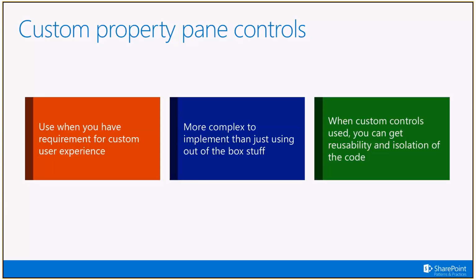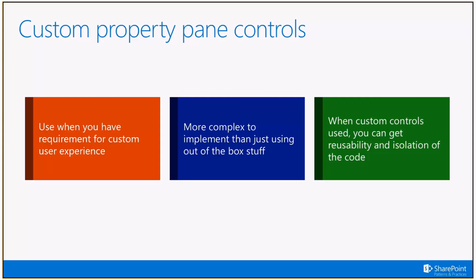When you use these custom controls, you get reusability and isolation of the code. Essentially, you can use the same controls across multiple client-side web parts, and that's a really big advantage. If you are an ISV building multiple different client-side web parts, and many of them have a similar kind of advanced property pane configuration scenario, you probably want one piece of code which you maintain, rather than copy-pasting the exact same code to all of the web parts. That's what the custom controls provide for you: reusability of the code.